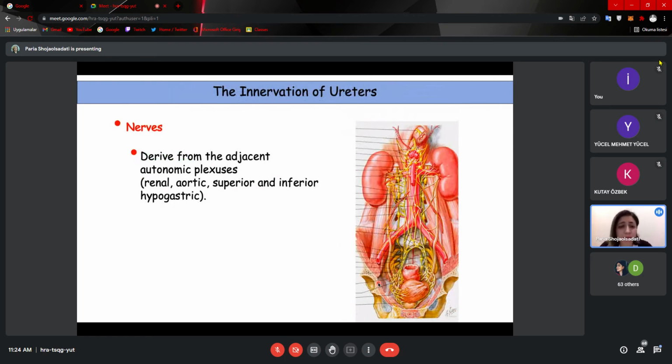The nerves of the ureters derive from the adjacent autonomic plexus. The famous one is named the renal plexus, located nearer to the hilum of the kidney on both sides. But we have other plexuses, for example the aortic plexus, superior hypogastric, and inferior hypogastric plexus that innervate the different parts of these organs.